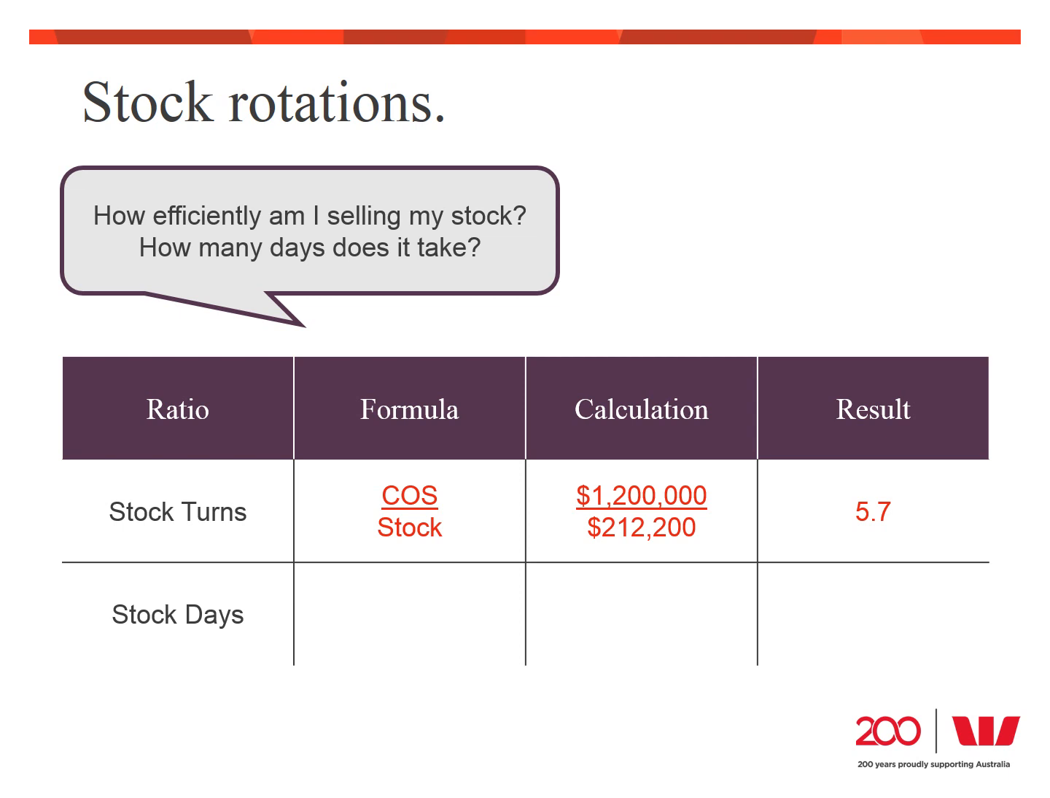Now to convert that into days, we simply divide 365, being the number of days in a year, by the number of times it turns, being 5.7. And that tells us that on average, it takes Anna 64 days to sell her stock. Now whether that 64 days is good, bad or indifferent will depend on the type of stock that it is. If it's fresh seafood, then that's probably not such a good thing. However, if it's not perishable, then again, it would depend on what others in the industry are achieving and how it compares with Anna's past performance.